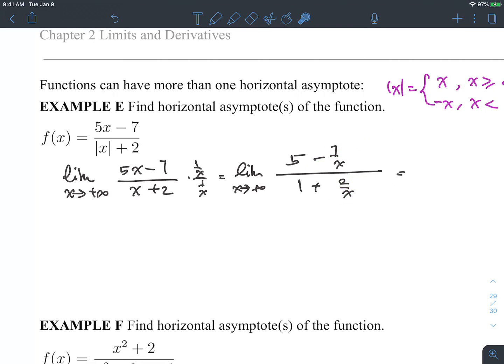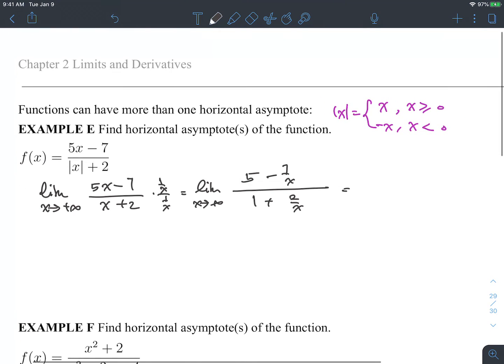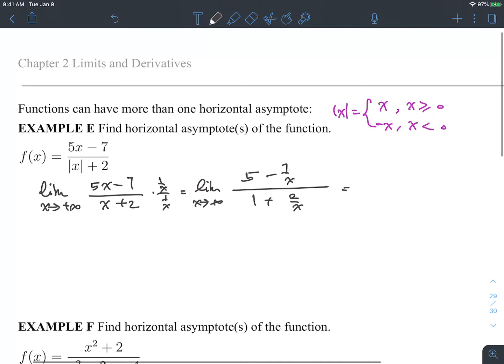Don't do that in front of math professors. They're going to yell at you for that. But I think AP graders won't yell at you for that. This will be sufficiently good. But understand that, anyways, I'll just leave it at that. So that's going to be 5 minus 0 over 1 plus 0, which is just 5.